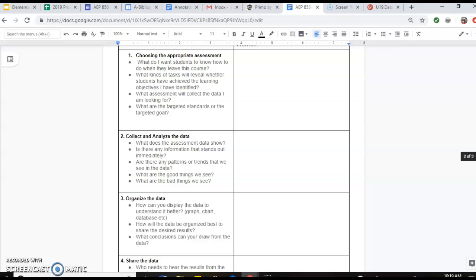Step 2, collect and analyze the data. So some questions for that would be, what does the assessment data show? Is there any information that stands out immediately? Are there any patterns or trends that we see in the data? What are some good things and what are some bad things?